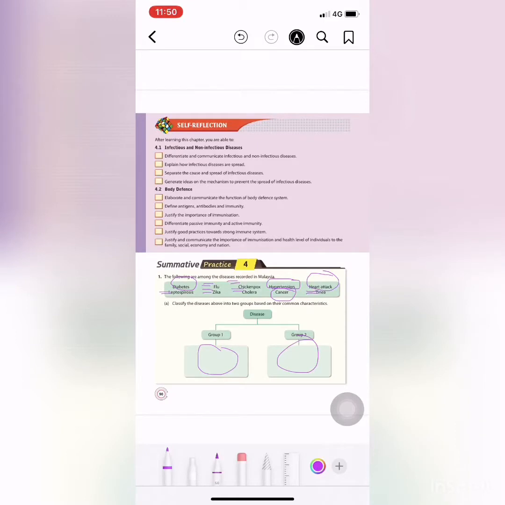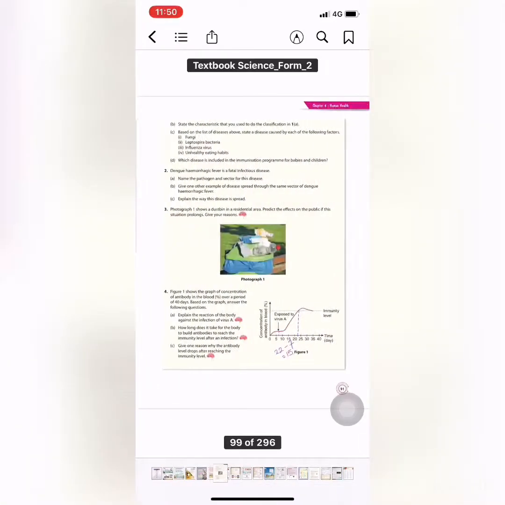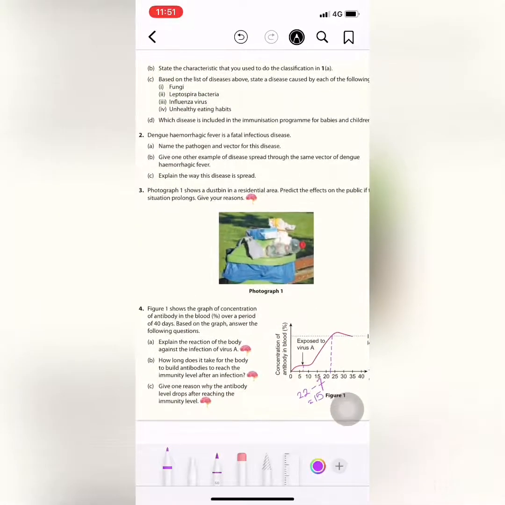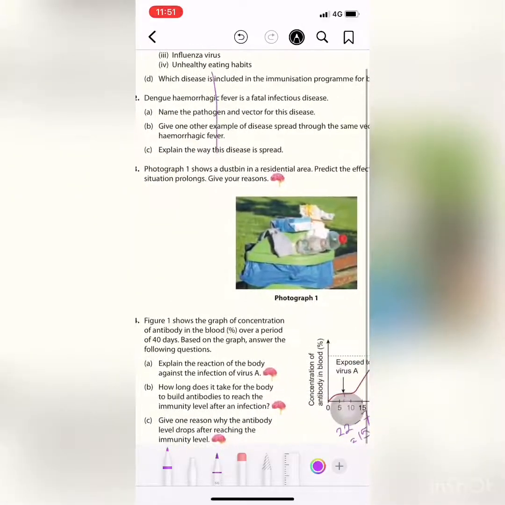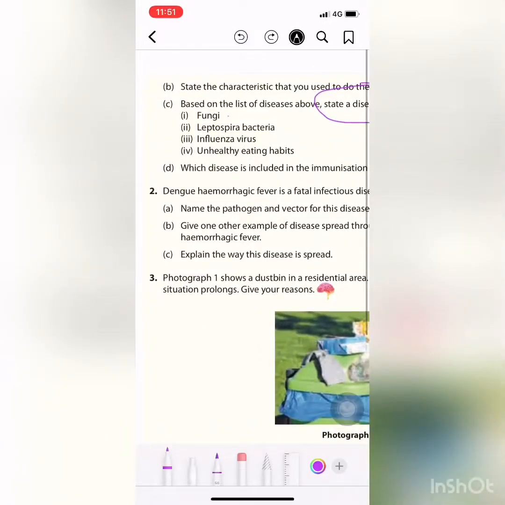And then for the next one, question 2, still question 1. State the characteristic, okay? Based on the list of diseases above, state a disease caused by each of the following factors. State a disease. Okay, meaning what is the name of the disease? So fungi. Okay, fungi. The name of the disease is tinea.